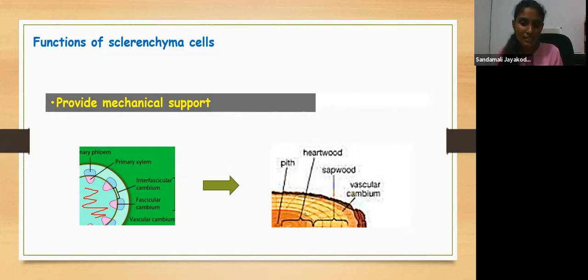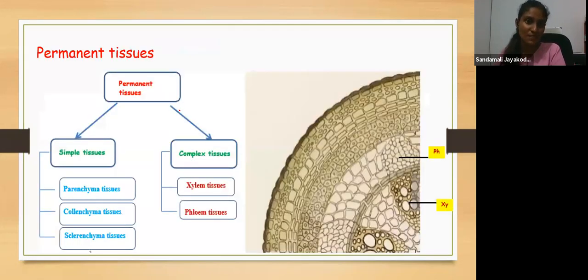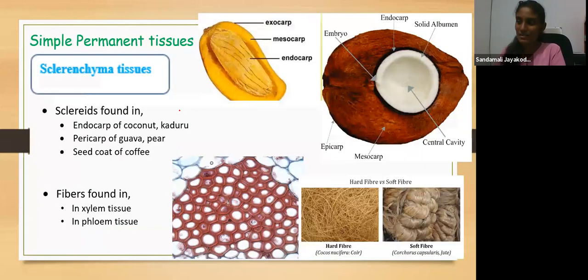That's why we take this pith area of a plant as wood. For wood purposes, we take this middle area of a stem because it contains a large amount of fibers and xylem vessels, like xylem tissues. So they provide mechanical support. The fibers in it are sclerenchyma cells. And that is all about simple permanent tissues.